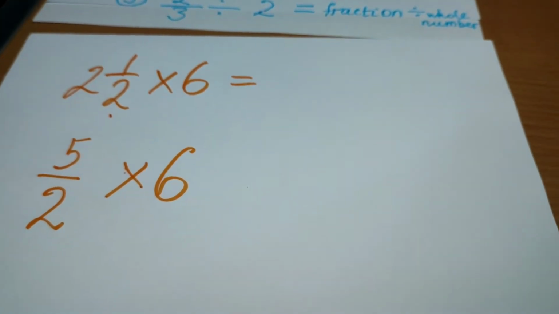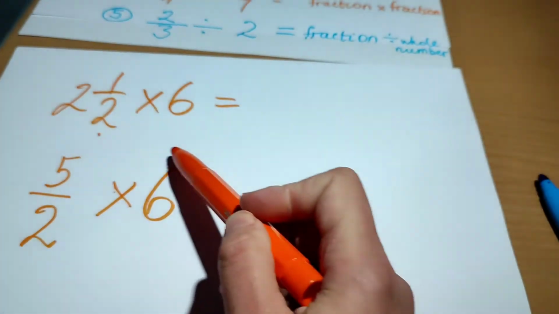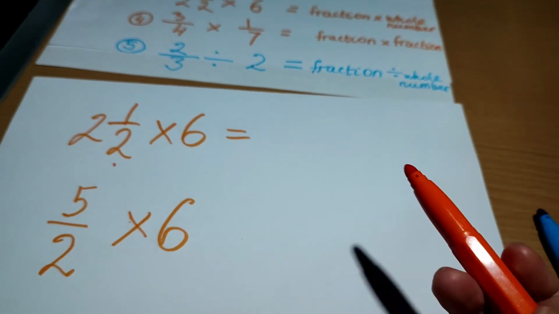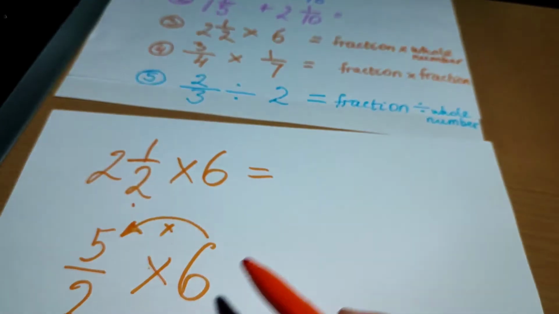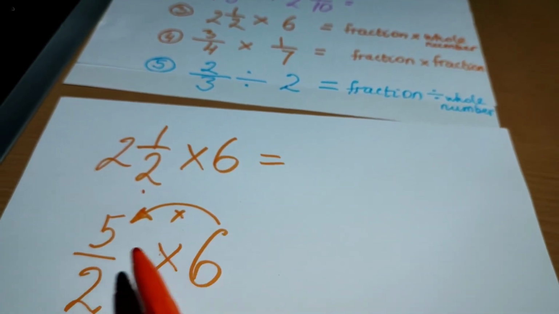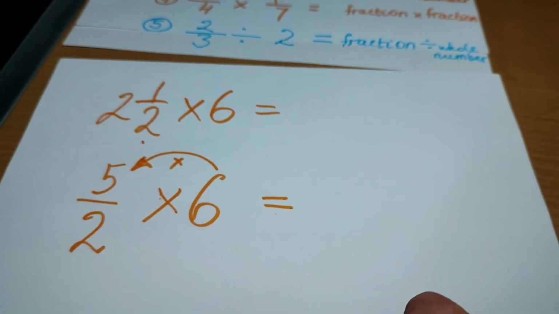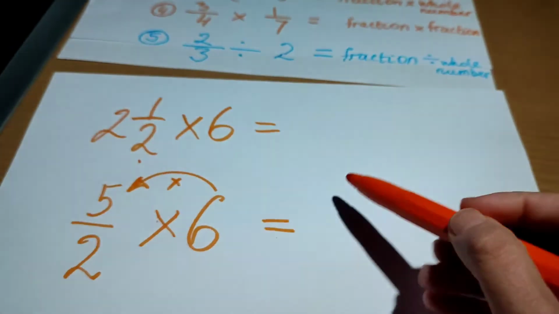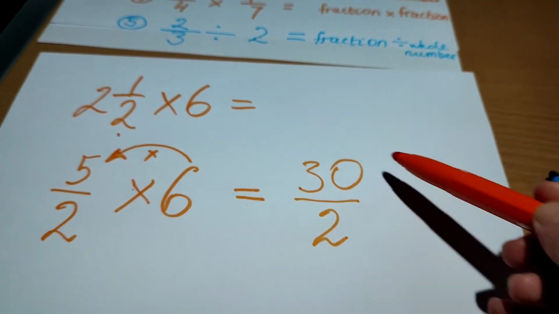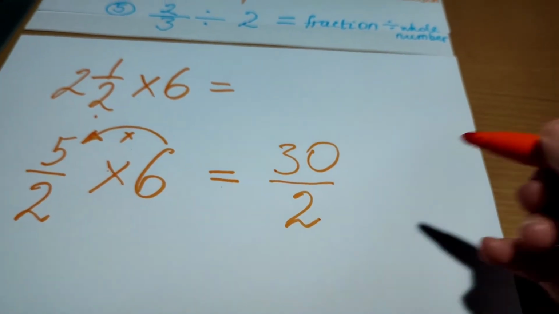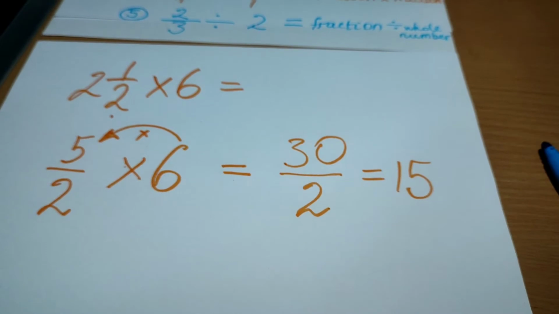Do you remember what we do when we're multiplying a fraction? Fraction times a whole number. All we do, we are timesing the whole number by the top of the fraction. And we're leaving our denominators the same. So 6 times 5 is 30. And the denominator stays the same. 30 halves. How many 2s in 30? 15, yeah? That's your answer.